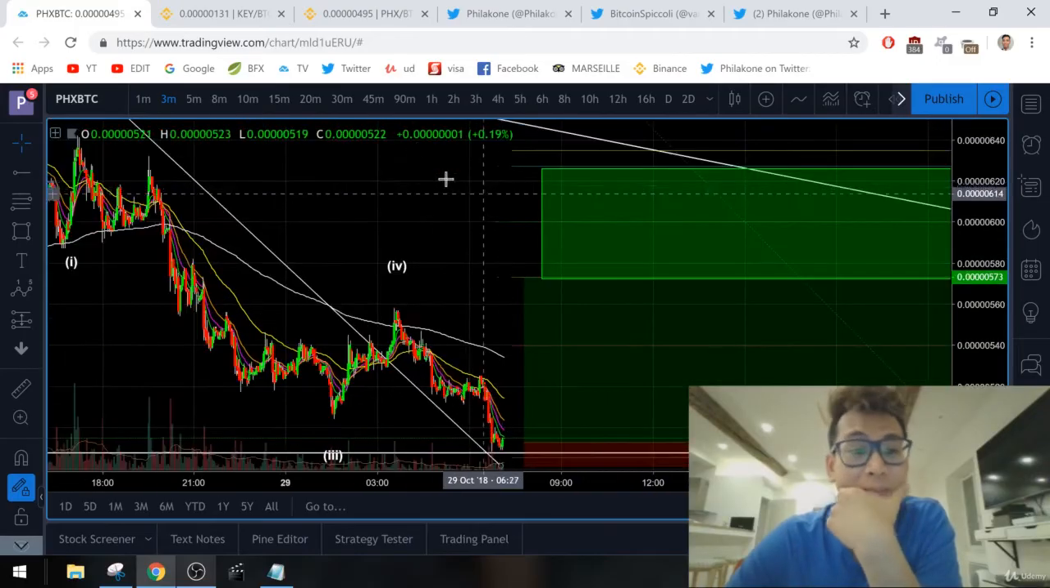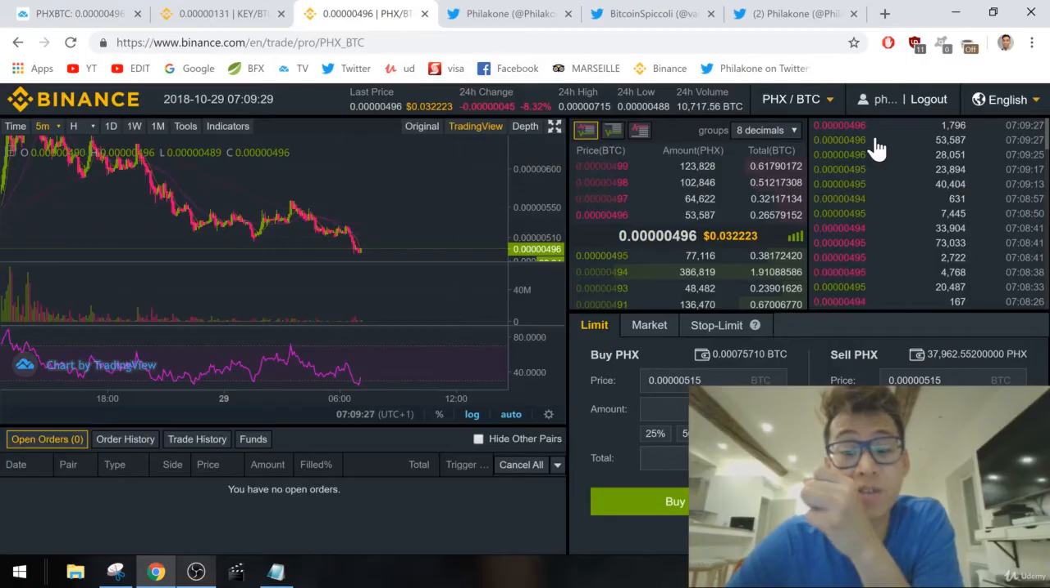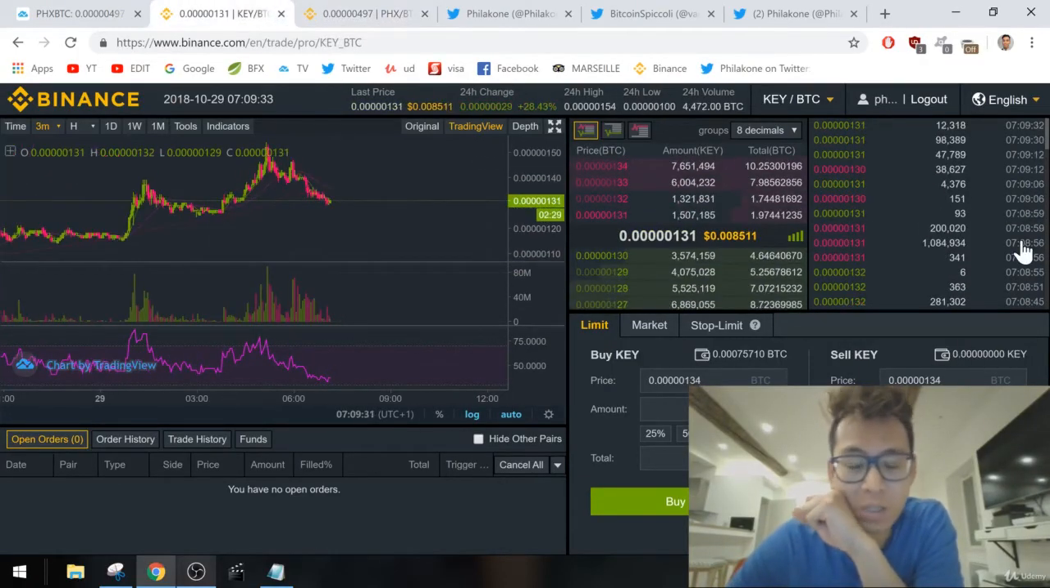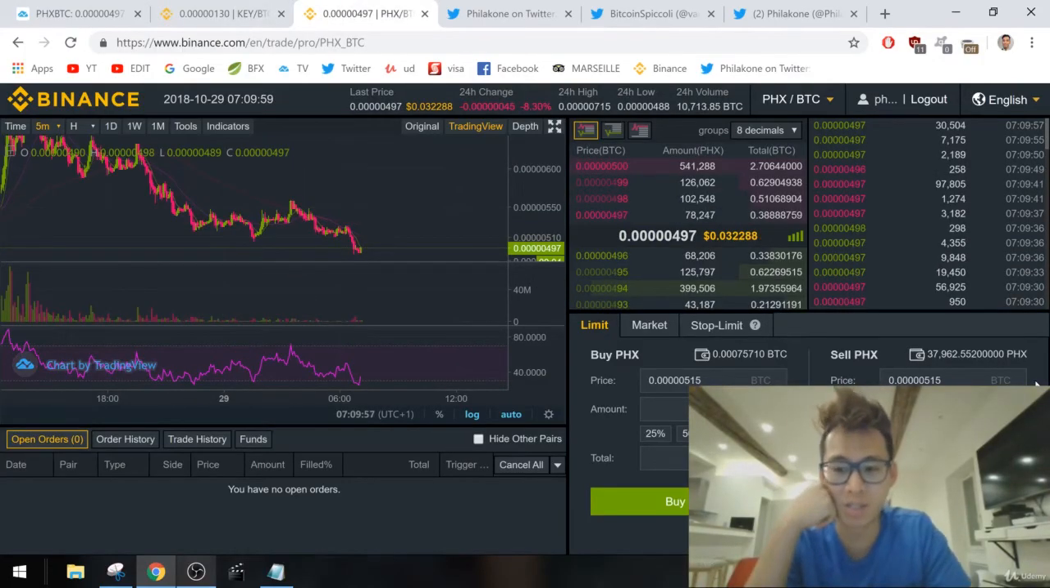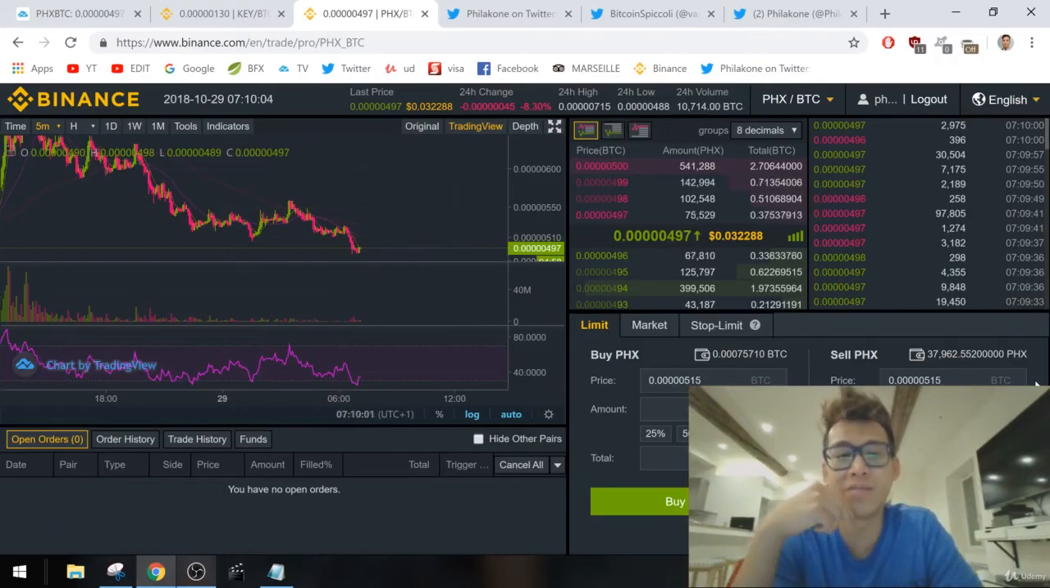It's starting to pick up here quite a bit. Take a look at this right here, 496 ranges. This guy's stepping in with a 2 Bitcoin count. Key still in the same boat right here as well. All right, this is going up right here, okay? 497 ranges is going up.